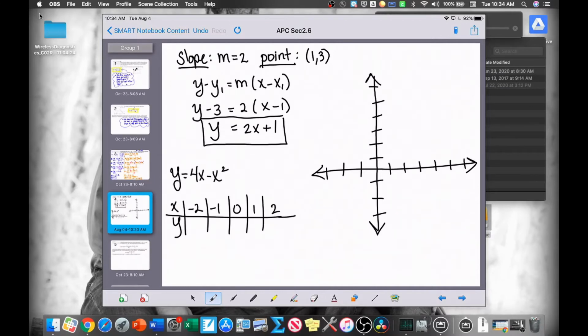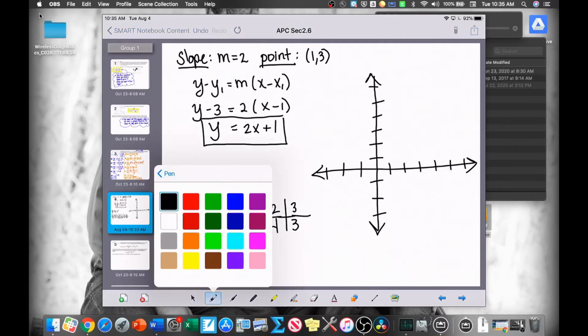If I plug in negative 2, let's see here, 4 times negative 2 is negative 8. And then negative 2 squared is 4. Negative 8 minus 4 is going to be negative 12. When I plug in negative 1, I get negative 4 minus 1, which is negative 5. When I plug in 0, I get 0. When I plug in 1, I get 4 minus 1, which is 3. When I plug in 2, I get 8 minus 4, which is 4. All right, I'm going to throw one more on there. When I plug in 3, I get 12 minus 9, which is 3. So it looks like this is where my table starts to repeat.